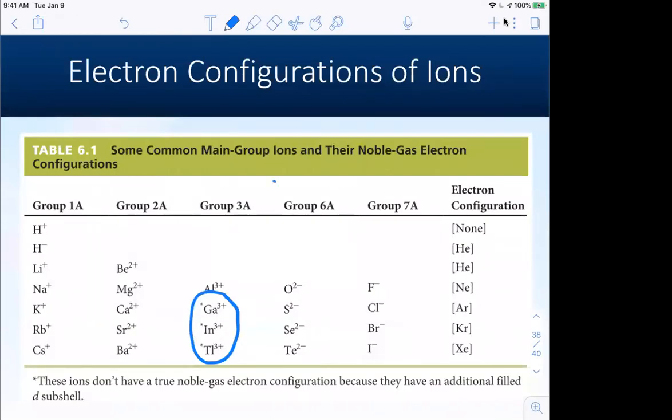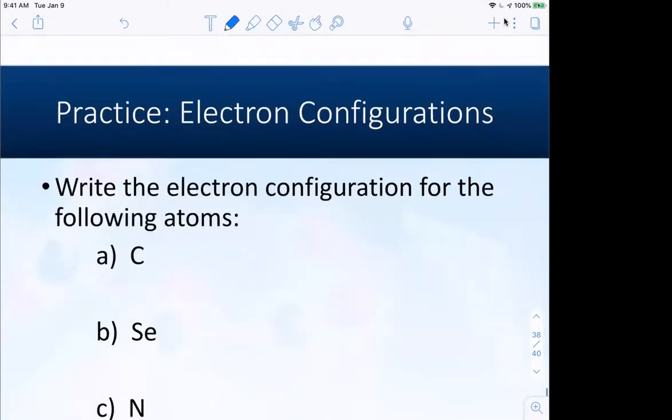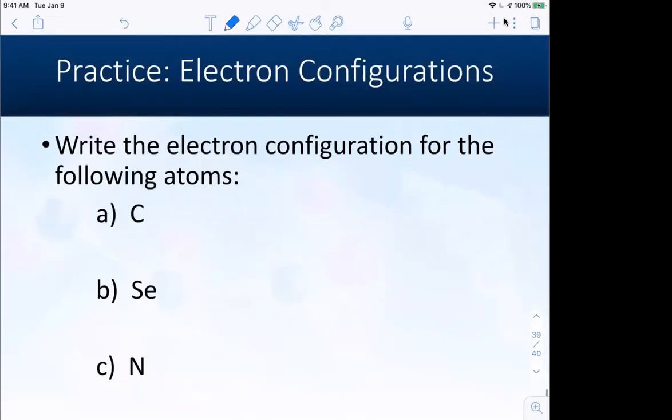What you notice here is group 4 is missing, and that includes carbon. Carbon actually likes to not gain or lose, but share in a covalent bond. And we're going to see that that is one of the reasons why carbon atoms are so ubiquitous in organic chemistry. So let's practice just for a second.